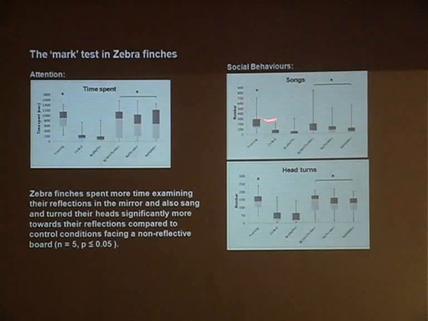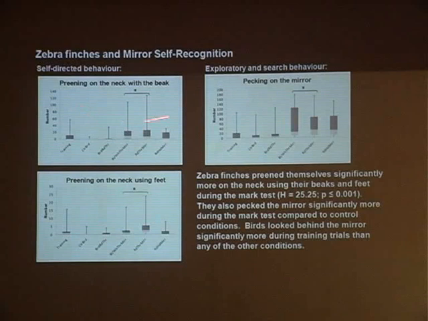This is also true of singing. The birds like to sing a lot, and they sang to their reflections and also made a number of head turns to look at themselves in the mirror. Most importantly, they tended to preen themselves on their neck a lot, so there was a significant increase in preening on their neck with the beak. They also preened themselves on the neck using their feet, and this happened specifically when the mark was present. Neither during the training conditions nor during the control board conditions or the other board condition.